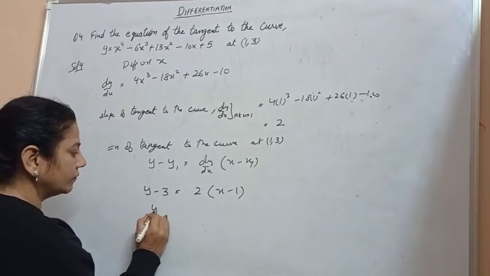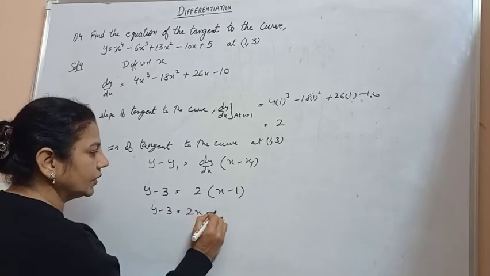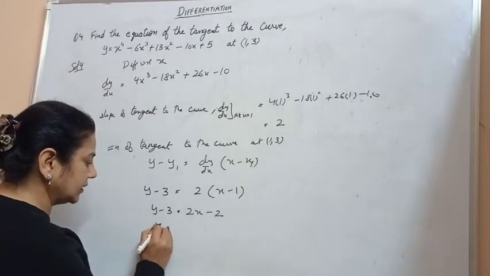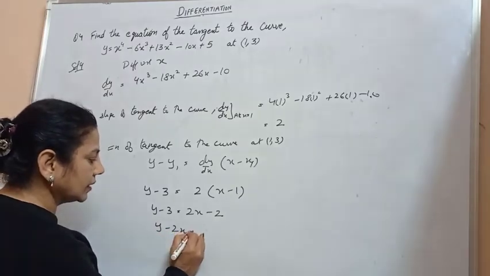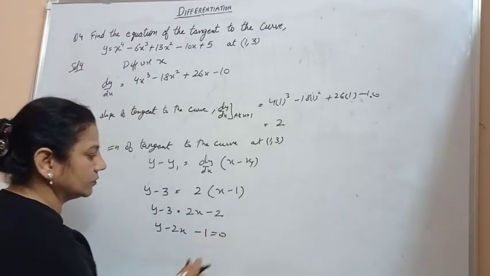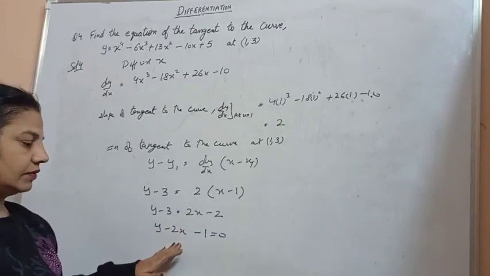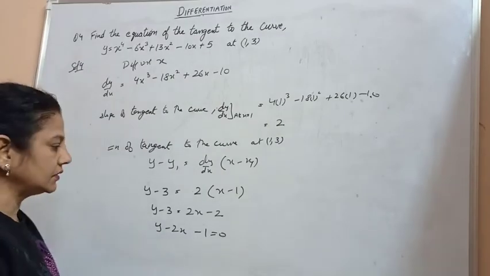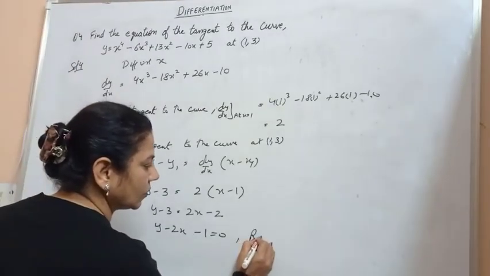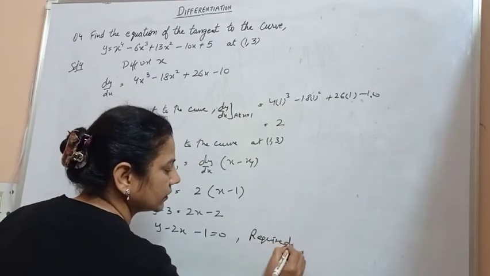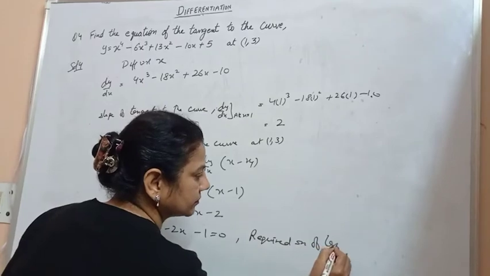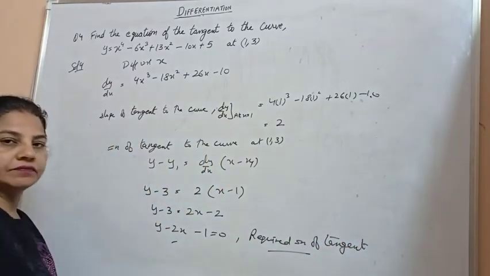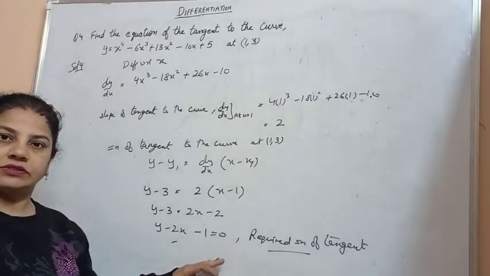On solving, y minus 3 is equal to 2x minus 2. So take 2x this side, and the equation becomes y minus 2x minus 1 is equal to 0. This is the required equation of tangent: y minus 2x minus 1 is equal to 0.